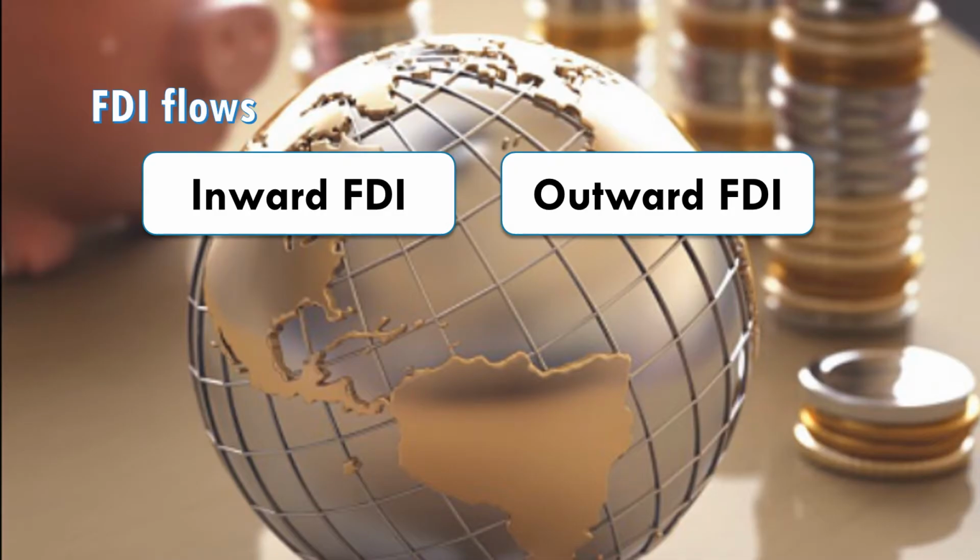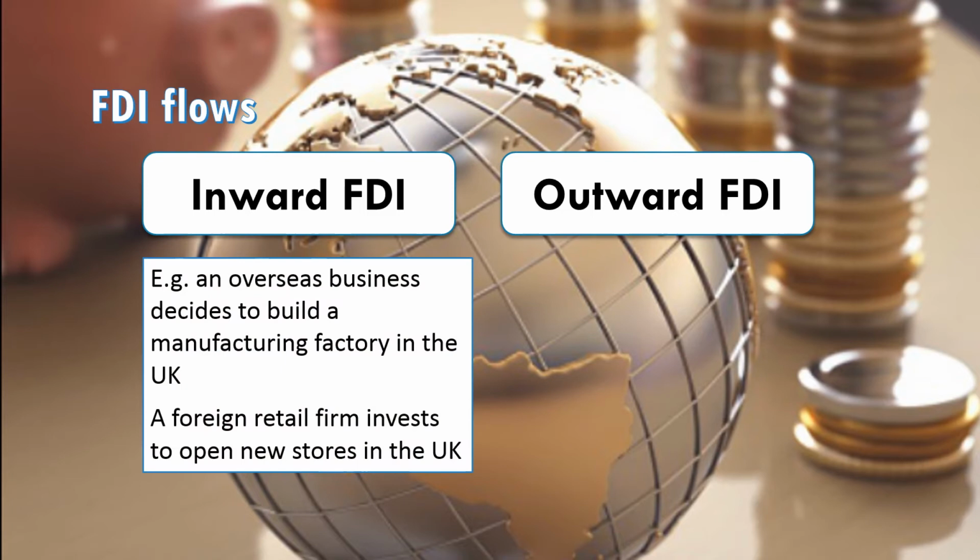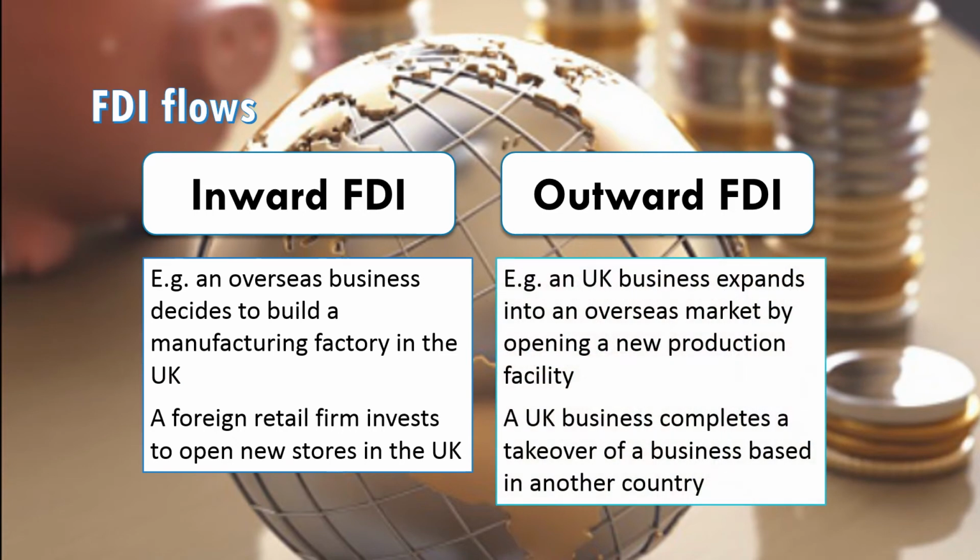So we have two types of foreign direct investment, and we have two key terms here that we need to be able to describe. Inward foreign direct investment, or inward FDI, is when an overseas business, for example, decides to build a factory in the UK, or a foreign firm decides to buy a firm in the UK. That would be inward FDI because the money is coming into the UK and the activity is taking place in the UK. Outward foreign direct investment is the opposite. That would be when a UK business expands into another country, maybe opening a new facility, or a UK business buys a stake in a foreign company in another country. So that is money leaving the country, and so outward foreign direct investment.